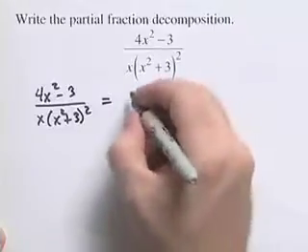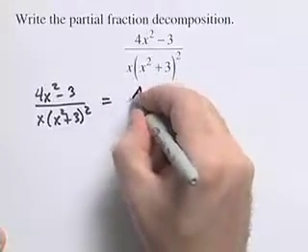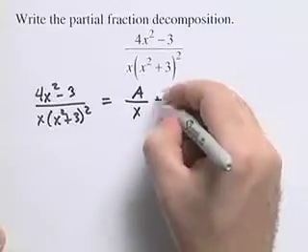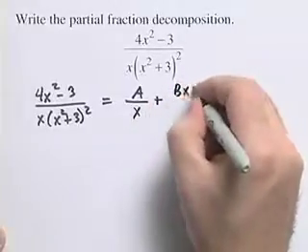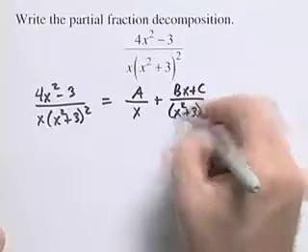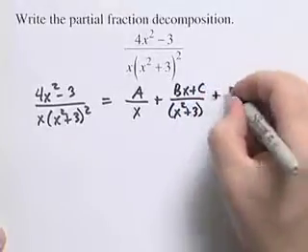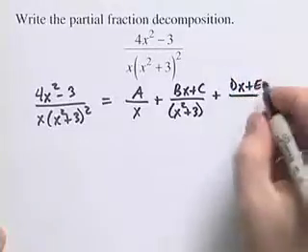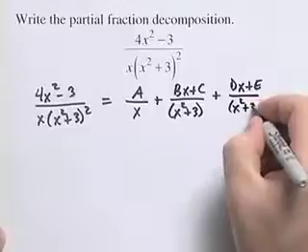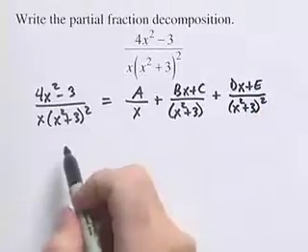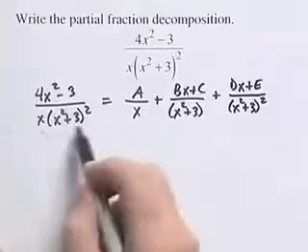And if we decompose that, we're going to get a divided by x, our linear factor, plus bx plus c over x squared plus 3, that's our quadratic factor, plus dx plus e over x squared plus 3 quantity squared. We're going to clear the fractions by multiplying by this denominator.